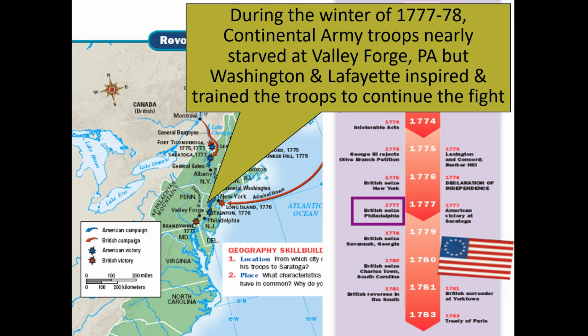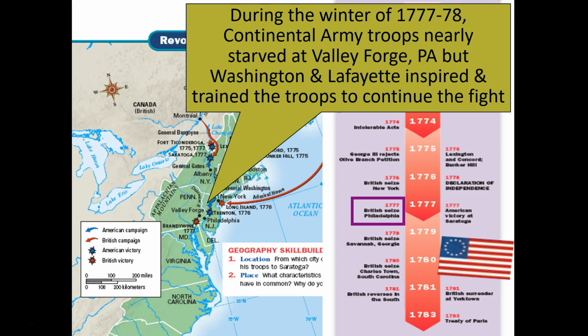So during the winter of 1777 to 1778, the Continental troops are in dire need of supplies. Hamilton, who is Washington's aide-de-camp, is writing letters to Continental Congress saying, we've got to have supplies. Our people are starving. Nothing comes.